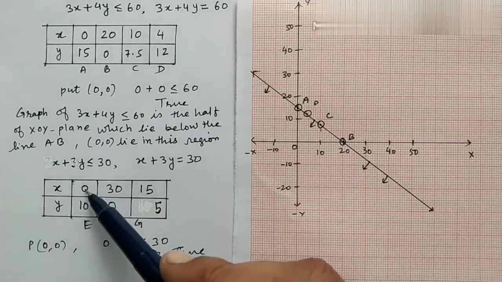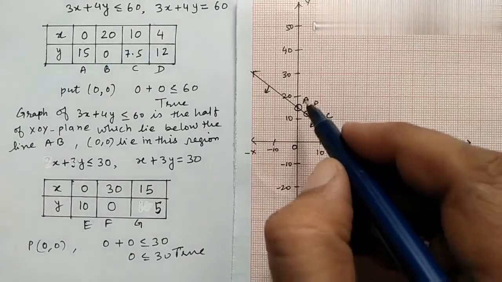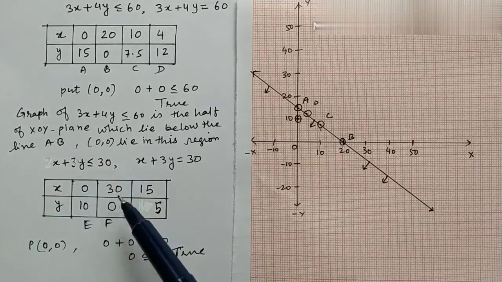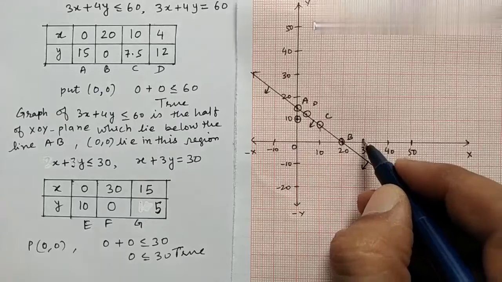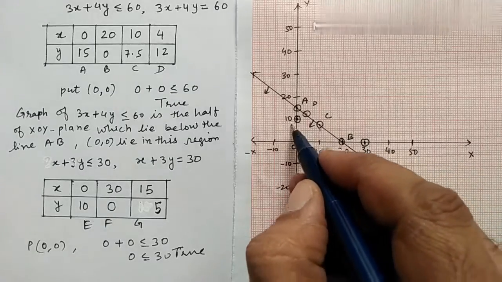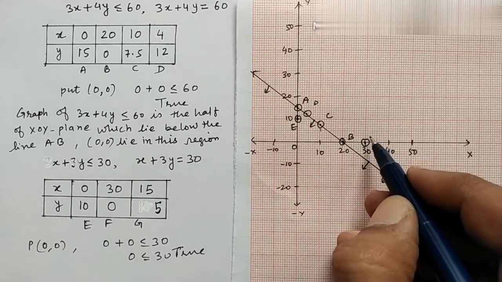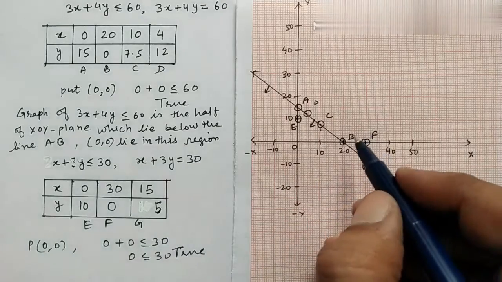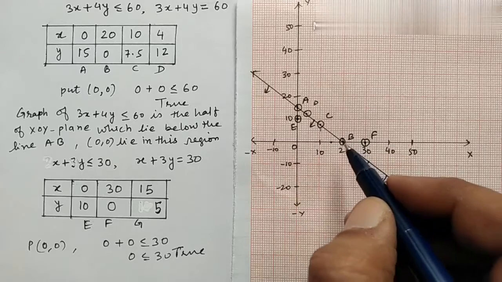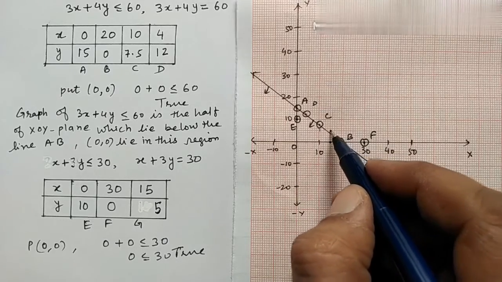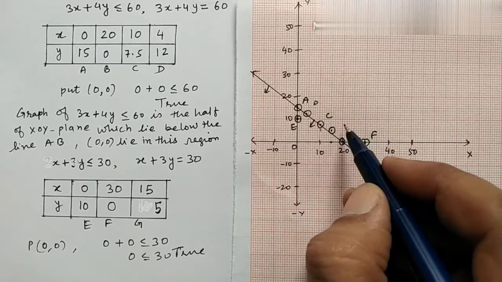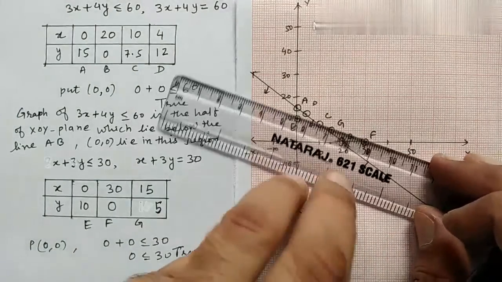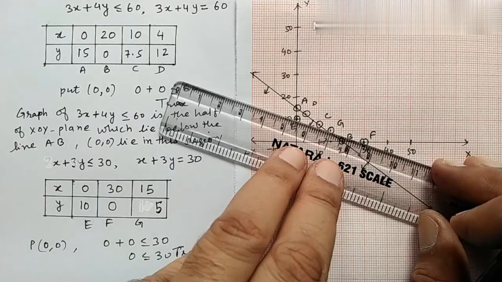So first, x is 0 and y is 10. This point we have. Second, x is 30 and y is 0. So the first point is E, and the second point is F, and the third point is x is 15 and y is 5. This point is G. These all points we have to join. We will get a line.